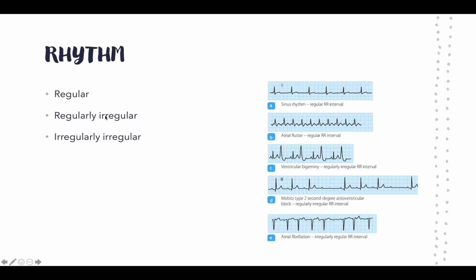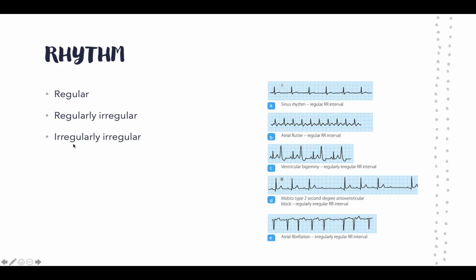You can have a regularly irregular rhythm, which means that it's irregular, but it repeats itself after a certain number of beats. So this is a classic example, number D, where you've got an AV block. As you can see, the distance between this one and this one, and then this, there is definitely an irregular pattern going on here. However, can you see that these three waves are similar to these three waves, and you expect that to be the same. So it's going to be repeating itself. That's called a regularly irregular rhythm. It's regular because it repeats itself.